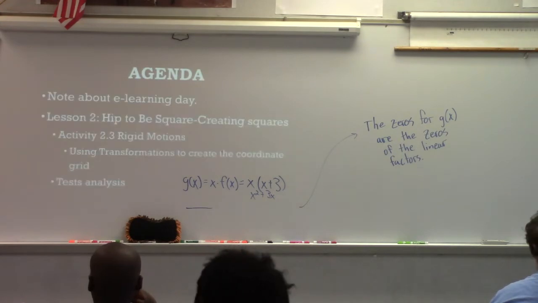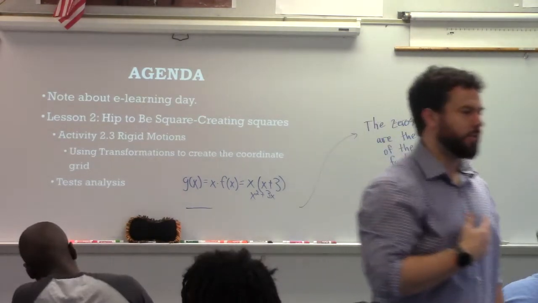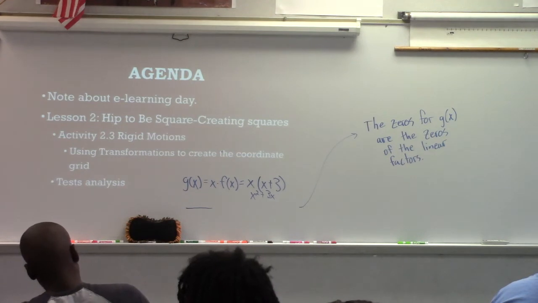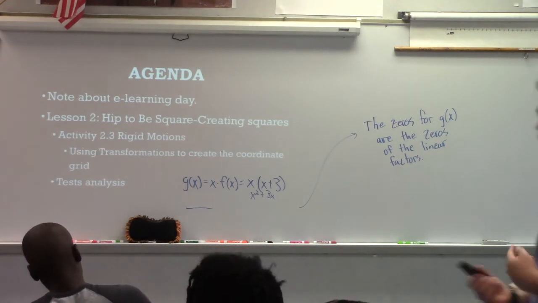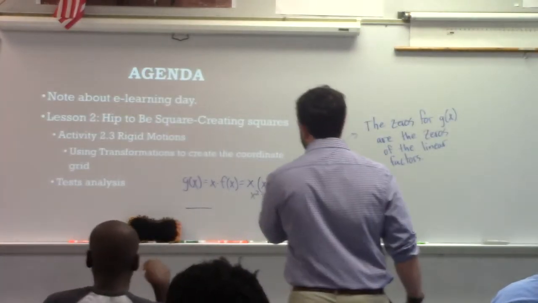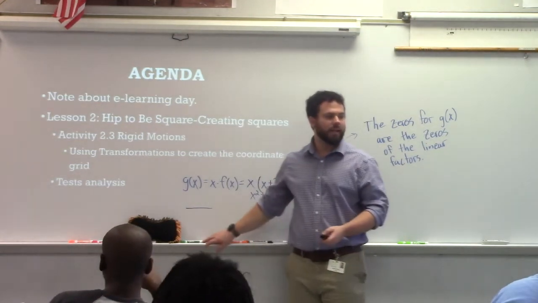So, we are going to wrap up this lesson two, hip to be square, before we get back to looking at some important details from the test. So, let's have our textbook out. Activity 2.3, where we're going to look at these different transformations. And again, we're going to get back to our test and analyze the test.